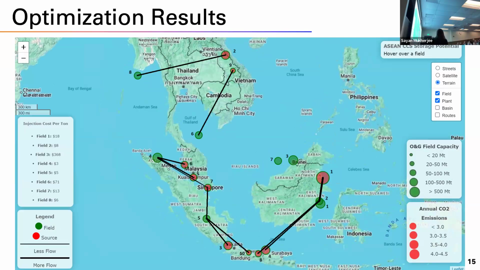Just to explain what you're looking at here, all these lines are connecting these 10 power plants to the 8 oil and gas fields, figuring out where is the most optimal way to send the carbon dioxide to minimize the costs and emissions.